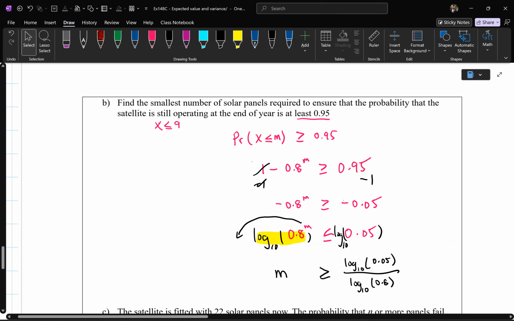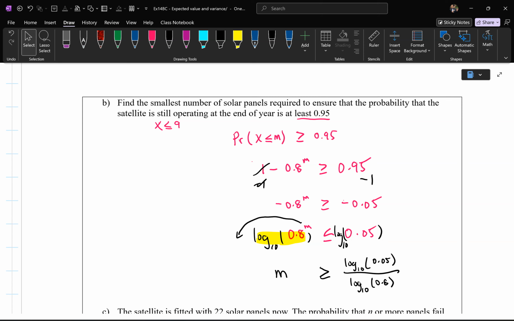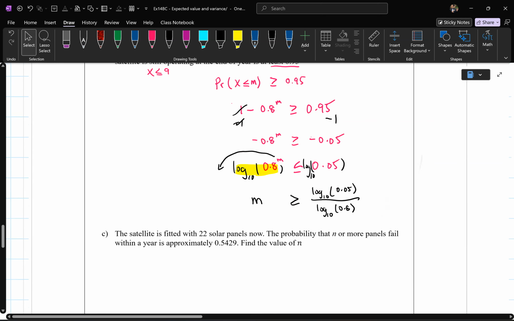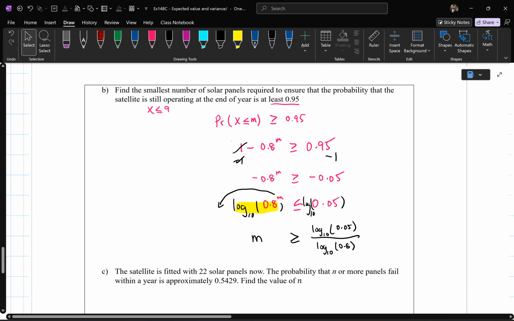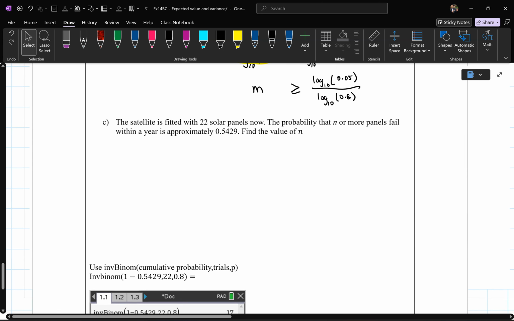I may need to check my answer on that one. I think I read the question wrong and I approached it wrong. In the meantime, just in the interest of time, I'll come back to this one. Let's do this question here.